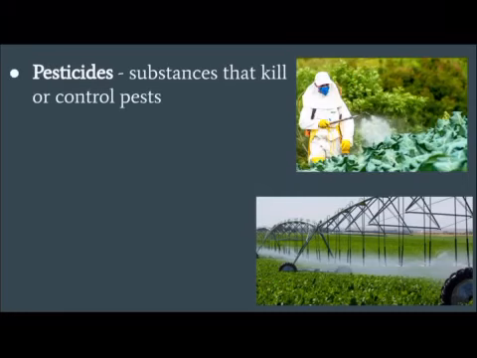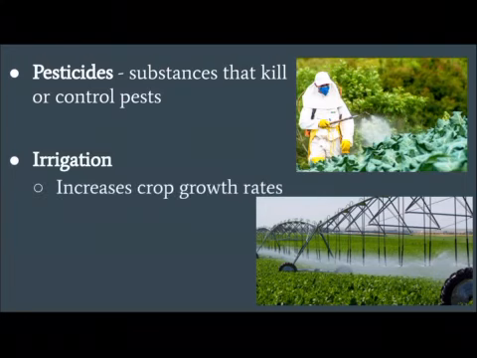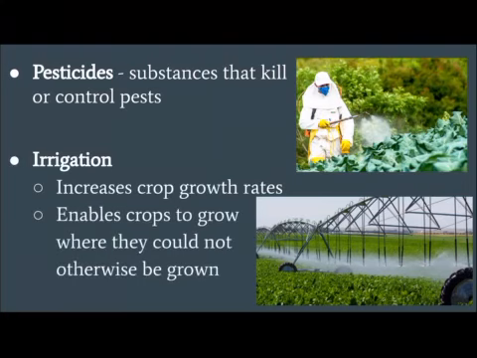All right, so pesticides, we also saw an increase of the use of these during the Green Revolution. And these are things that we spray on our fields to control pests. We also started using more irrigation. Irrigation is simply adding water so that we can grow crops in areas that otherwise wouldn't have enough. So what it does is it increases our crop growth rates.